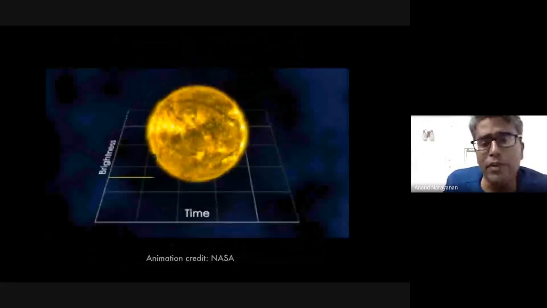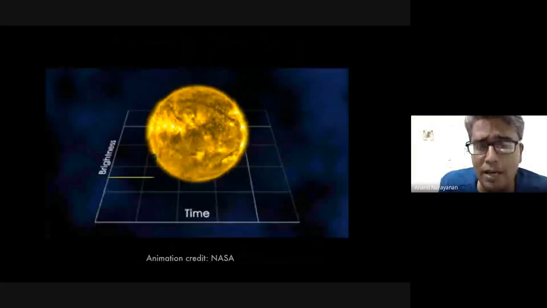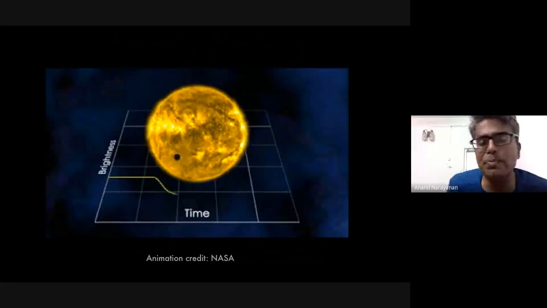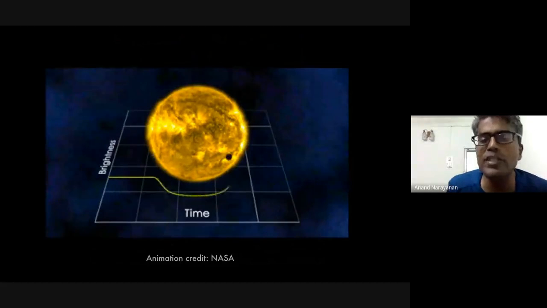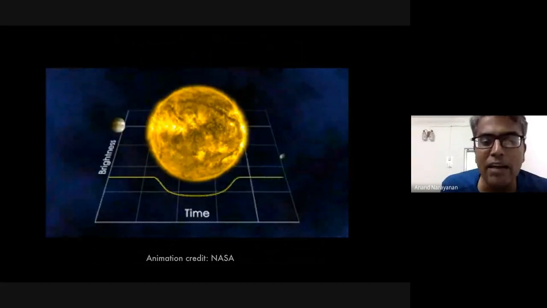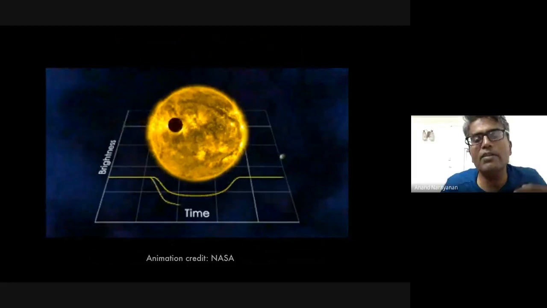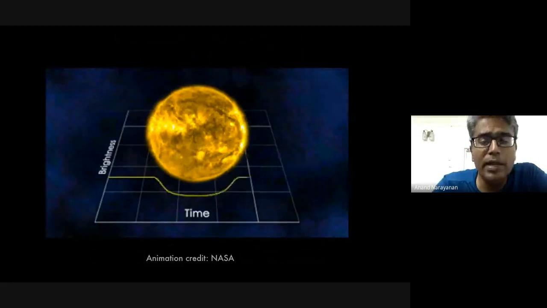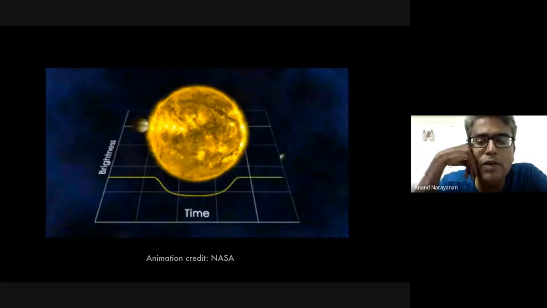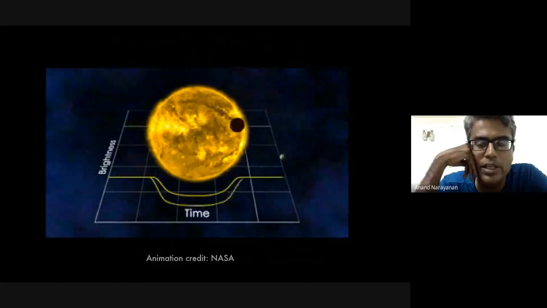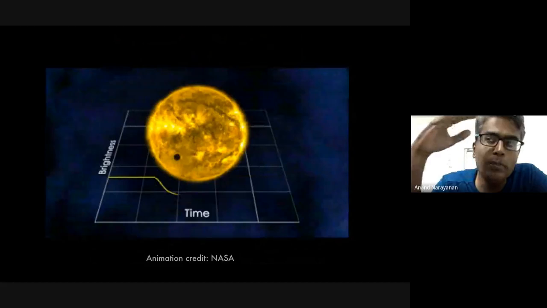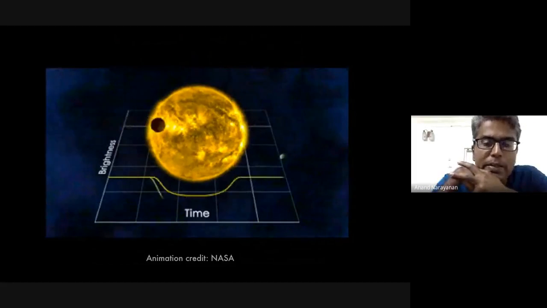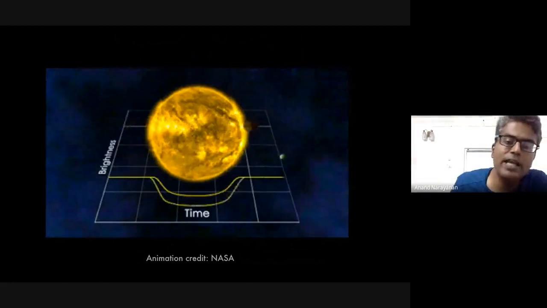So if there are multiple planets around a star, for example, a small planet and a big planet, then when the small planet transits in front of the star, you will see a small dip in brightness. And when the big planet transits in front of the star, we will see a big dip in brightness. So the depth of the dip in brightness is an indication of how big a planet it is. The bigger the planet, the bigger the dip in brightness. That's what this animation is trying to show.